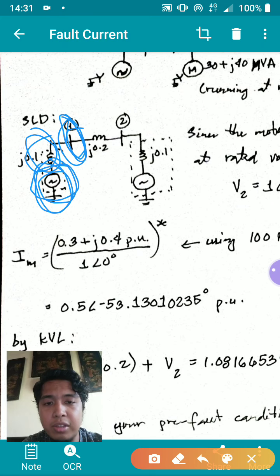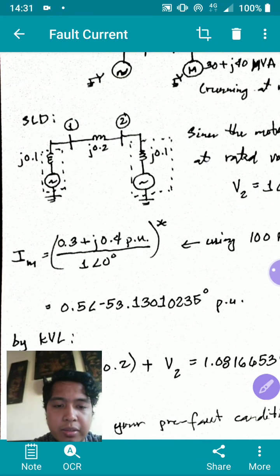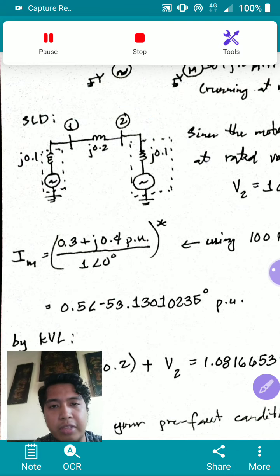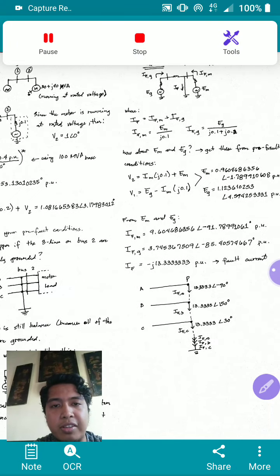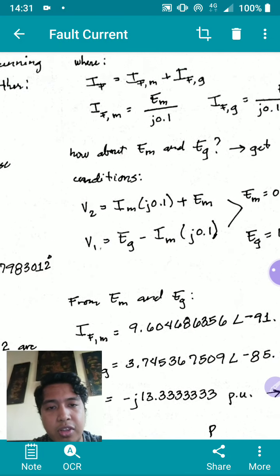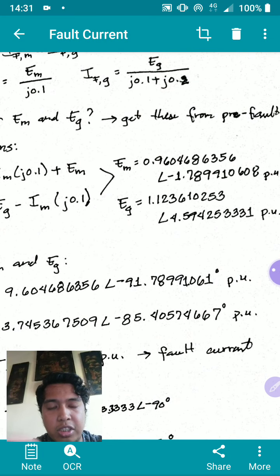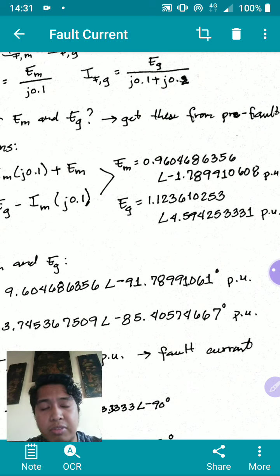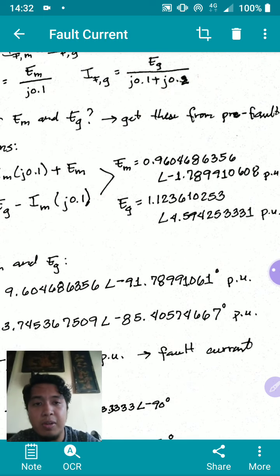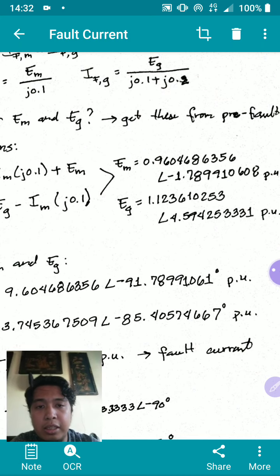So how do you get the voltage drop? The current flowing here is just IM. So you can easily get the voltage drop of each impedance. So you just use those two equations, then you get EM and EG. Of course, EG is greater than V1 because the power flow is from EG to bus 1, and EM is less than bus 2 voltage because the power flow is from bus 2 to EM.